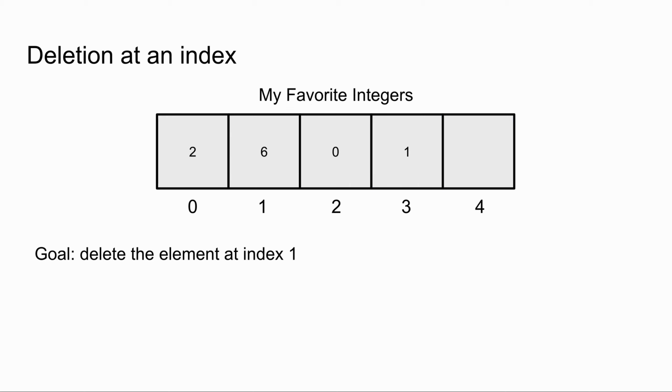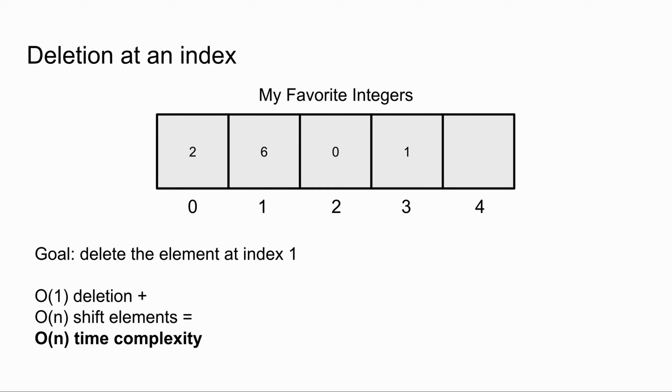Deleting the element at a particular index is O of 1, and if we delete the first element, we will have to shift the entire array, so shifting elements is O of n. Then, deletion at an index has O of n time complexity.